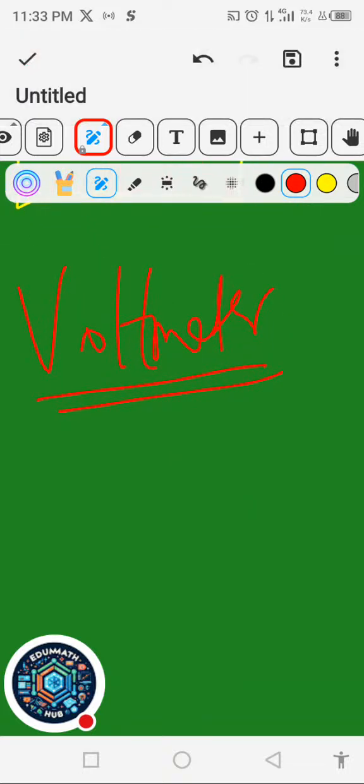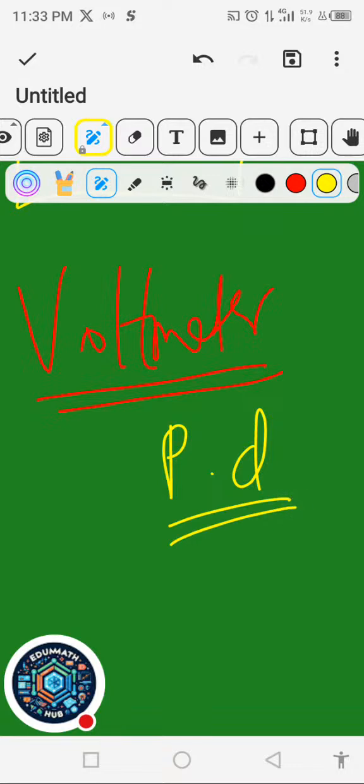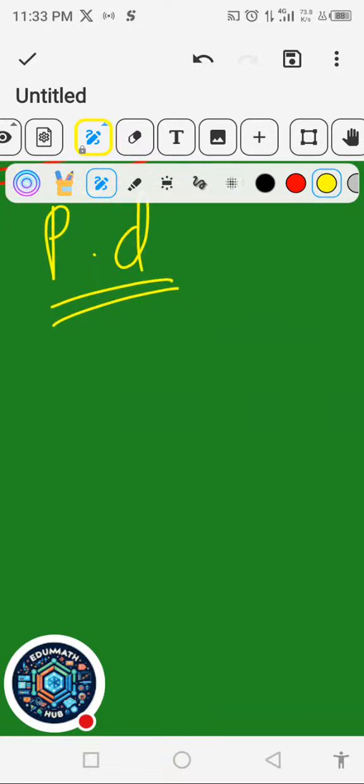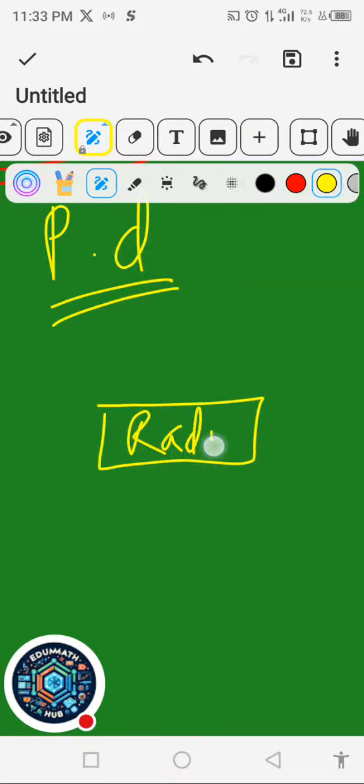So the next one is voltmeter. A voltmeter measures potential difference, PD. That's what it measures, PD. And you place voltmeter in parallel. This is what you want to measure the volt. This is a resistor now. You place voltmeter like this. This is the symbol of voltmeter.